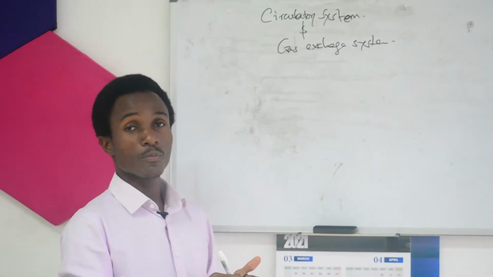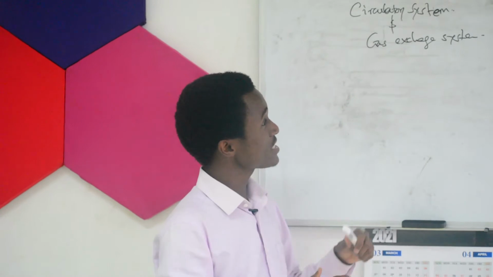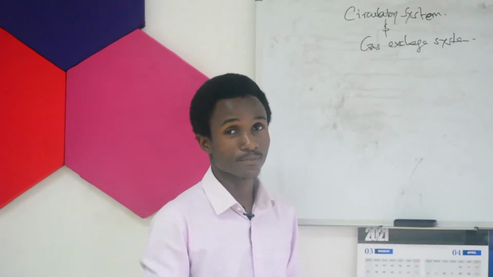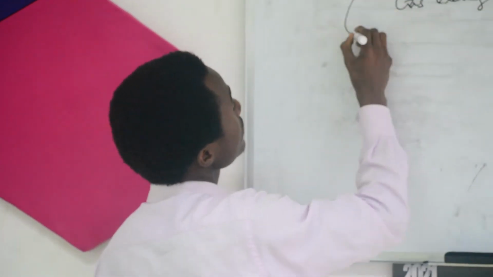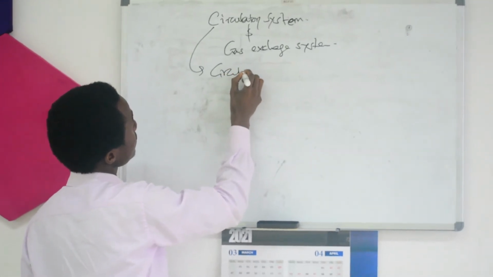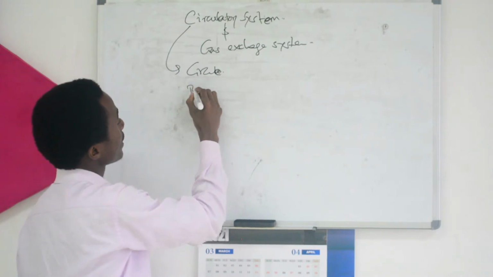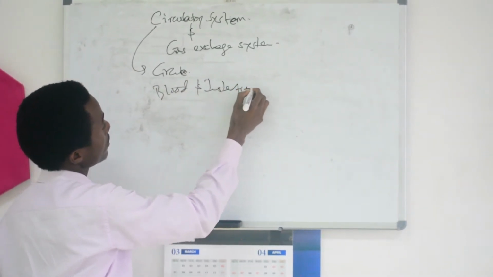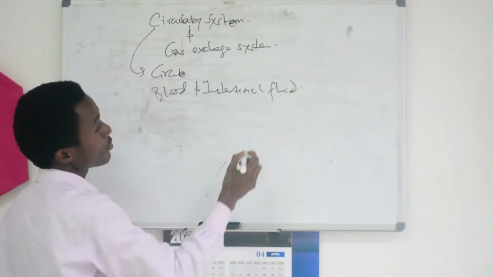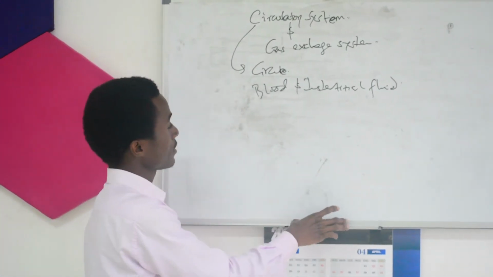It's going to be a three-part series, and today we're just going to focus on the basic concepts of the circulatory system. So, as an introduction, what is the circulatory system? It is, just as the word itself, a system that makes blood and interstitial fluid move over and over body parts.